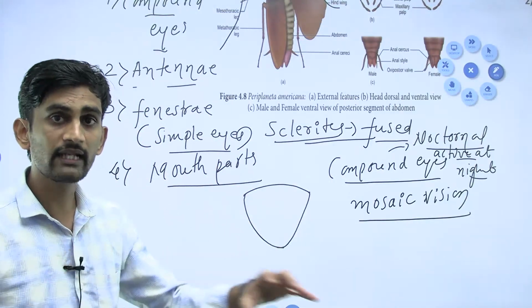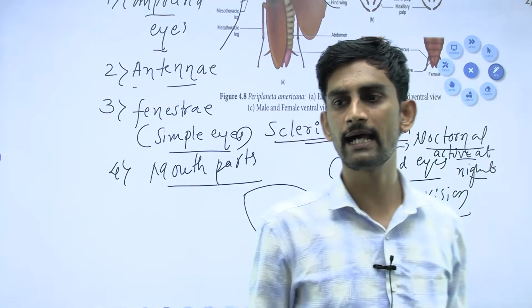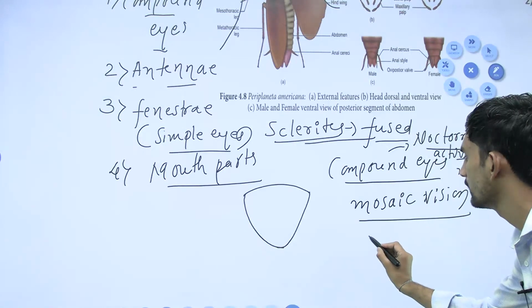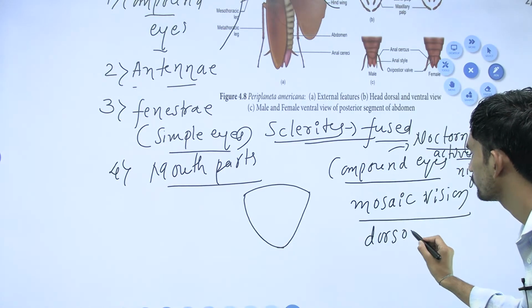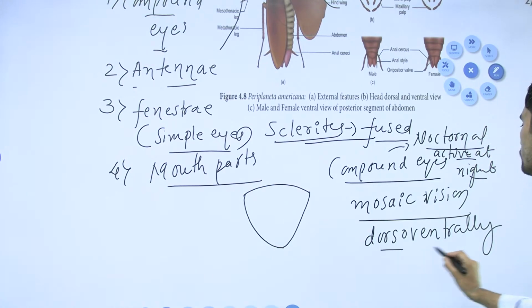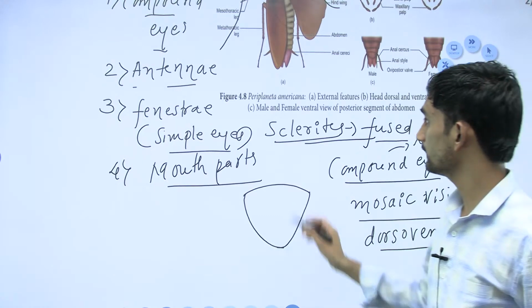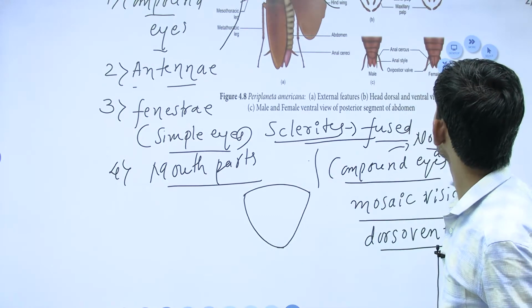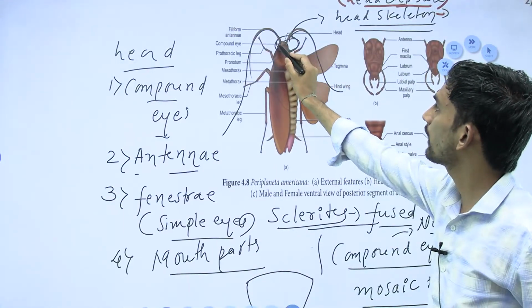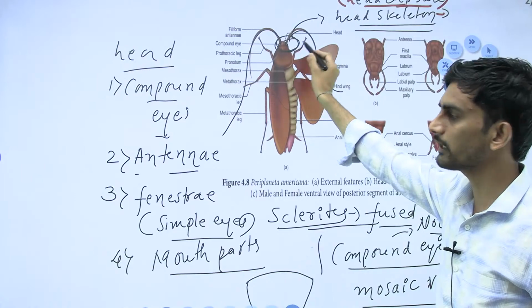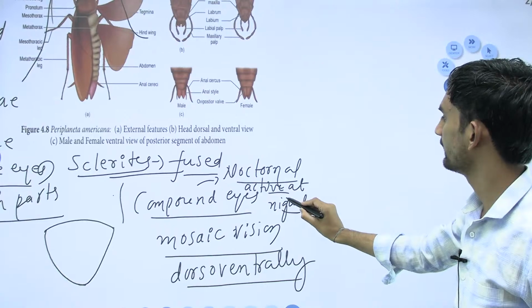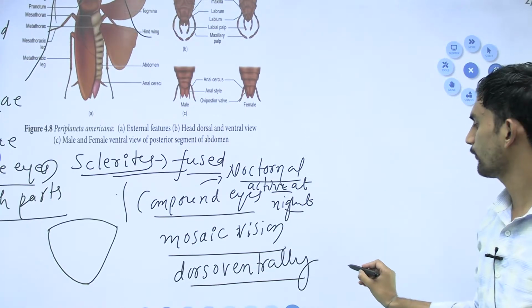Where are they arranged? Dorsolaterally arranged. You have to concentrate on this point. Compound eyes are arranged on the head region dorsolaterally. Many times they ask this question in CET. Dorsolaterally arranged structures you will find. I'll show here the dorsolateral position. These two are compound eyes, dorsolateral in position. This point is very important here.